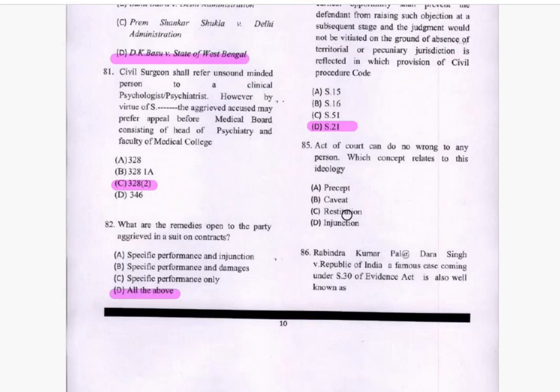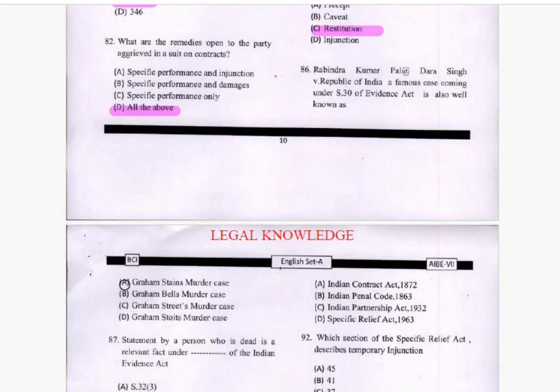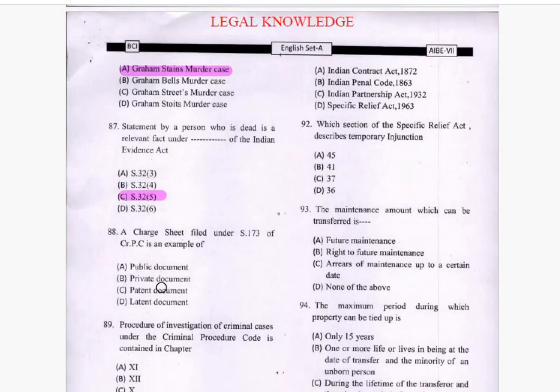Act of the court can do no wrong to any person. Which concept relates to this ideology? Restitution. Rabindra Kumar Pal versus Union of India is a famous case coming under Section 30 of the Evidence Act, also well known as the Graham Staines murder case. Dara Singh. Statement by a person who is dead is a relevant fact under which provision of the Indian Evidence Act? Section 32, Clause 5.